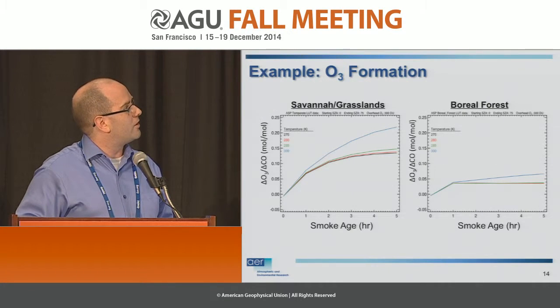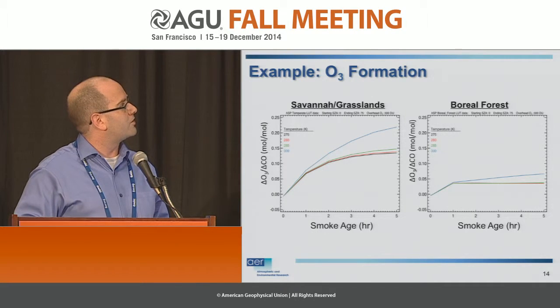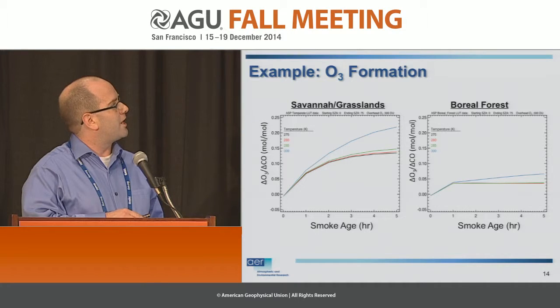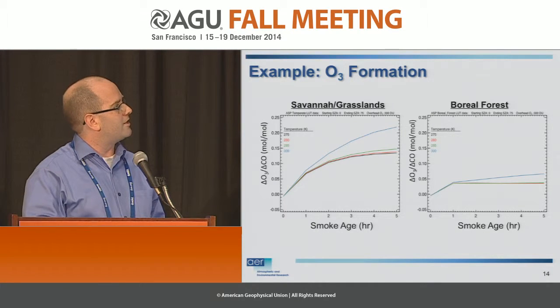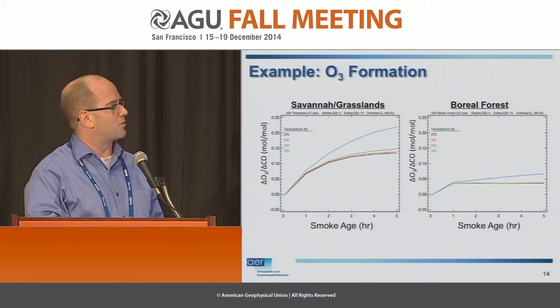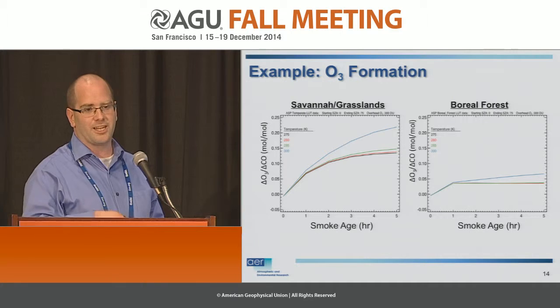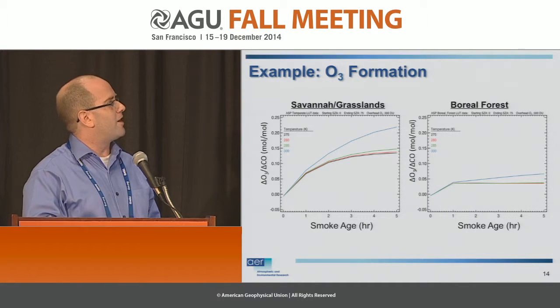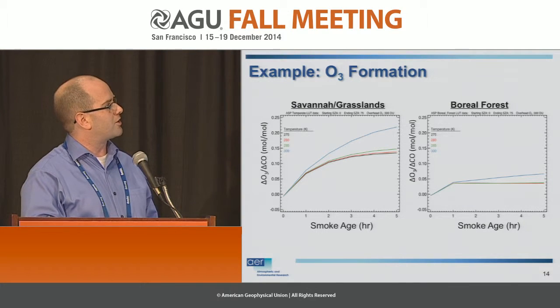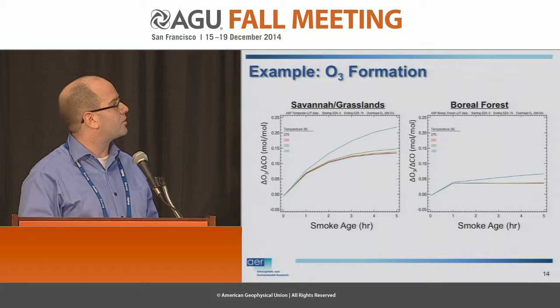So I'm just quickly going to show some early results from this. On the left, we have ozone formation for savanna and grassland fires, where the different lines correspond to different temperatures. And the right is for boreal forests. This kink is because the lookup tables only contain the data every hour. But what you can see is that the savanna fires, where you have a lot of NOx relative to your VOCs, you do get significant ozone production, and it goes up quite a bit as temperature goes up.